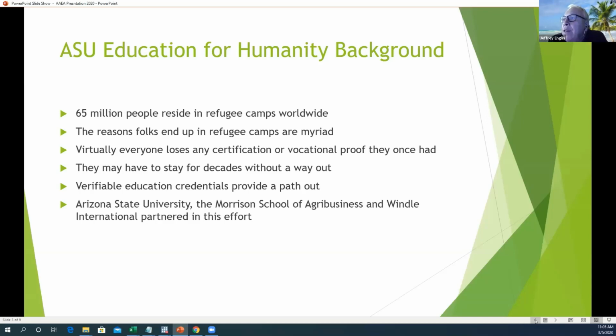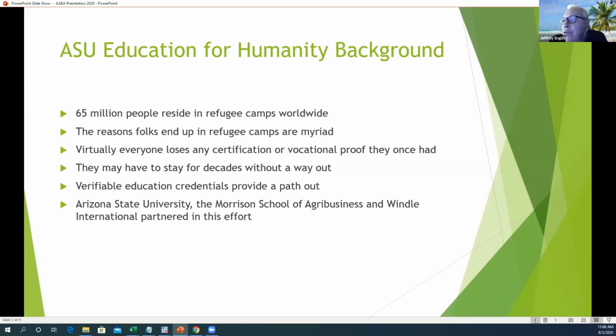And they may be there for decades. And there's not really a good way out. And part of what ASU's Education for Humanity is about is providing a verifiable education credential. And this was part of a beginning attempt to work at a certificate that Arizona State University would issue.